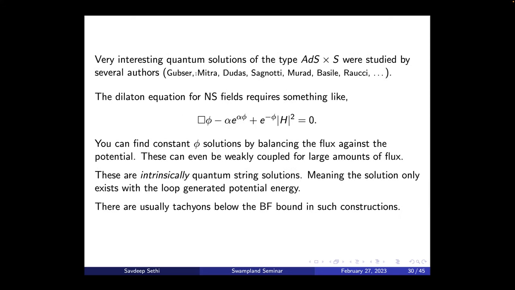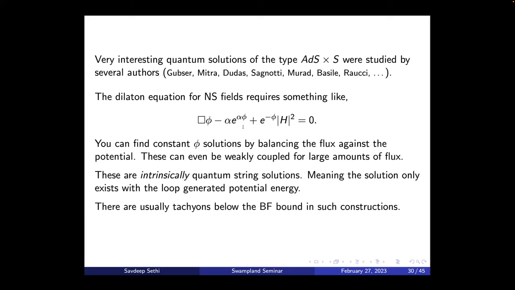And many authors have studied what we can call quantum solutions of the type AdS cross sphere, where they were trying the following approach. If you look at the dilaton equation of motion for an AdS field, you can find constant phi solutions by balancing the flux against the potential. So if you have a constant phi solution, this term just vanishes. You have the potential term against some classical flux term. And if you look for a minimum here for constant phi, that minimum can become weakly coupled when you crank up the flux. These are what we want to call intrinsically quantum solutions.